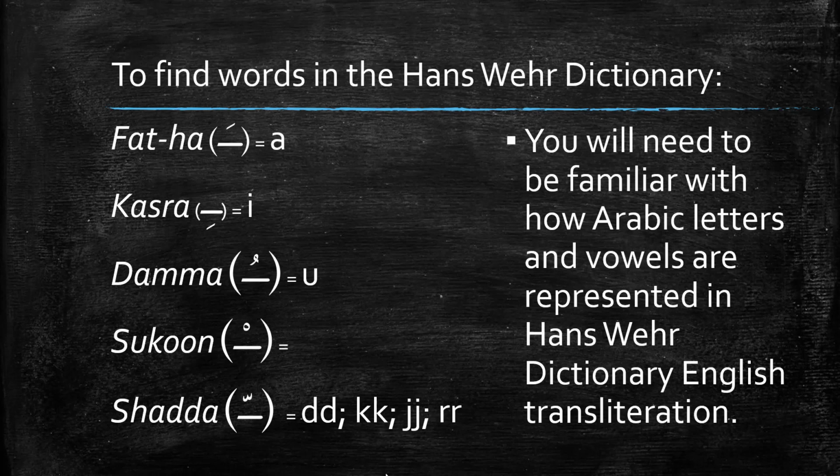Okay, so DD would be a double dal or a doubled dhal. KK would be a doubled kaf, or even a doubled kha. If you looked in your dictionary, you did the previous exercise, you'll see that kha is represented by K. JJ is representative of a doubled jim. RR is a representation of the doubled ra. Okay.